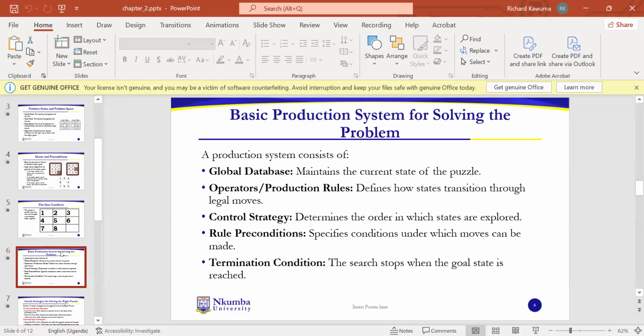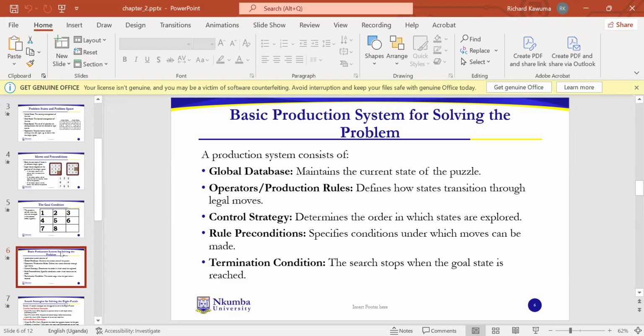Even in organizations, there are some control measures. When you come to the university, your initial state, you're a fresher, but your goal is to go with a degree. So how do you go about it? You have to attend the lectures, you have to do coursework, you have to do the exams. When you pass and you don't get a retake, then you go to the next semester, you follow the same things. So these are control strategies. They determine the order in which states are explored.